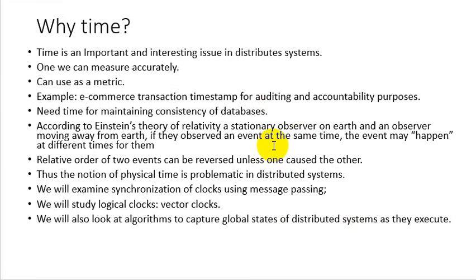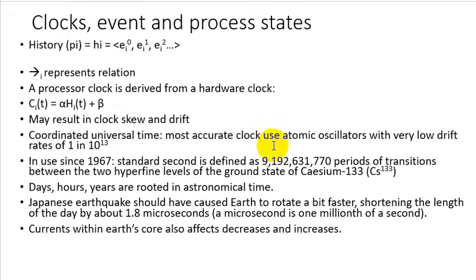However, because computers have different clocks and communication delays, physical time alone cannot always determine the correct order of events. That's why synchronization and logical clocks become necessary. So each process has its own hardware clock, but these clocks can drift apart over time, causing clock skew. To improve accuracy, systems use Coordinated Universal Time, or UTC, which is based on highly precise atomic clocks.